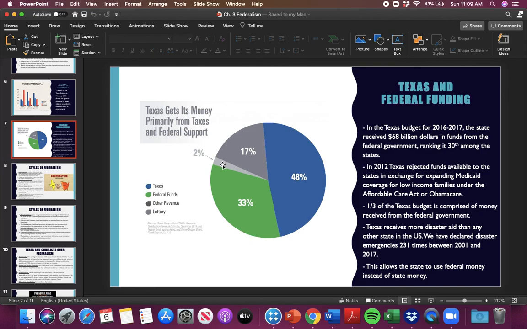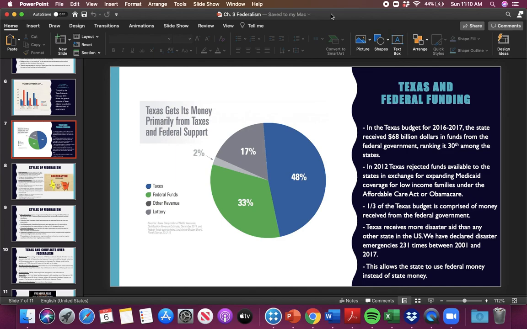2% is generated by the lottery. And then this big green part right here, 33% or 1/3 of our budget is money that is given to us by the federal government. Now, some of y'all asked me, could Texas survive if we decided to become the Republic of Texas again? Well, the moment we did that, we would lose this entire green chunk of our budget. So we would have to make that up some other way. And the only way available to us to make up that money would be to increase taxes. And the citizens of Texas are not going to stand for that.